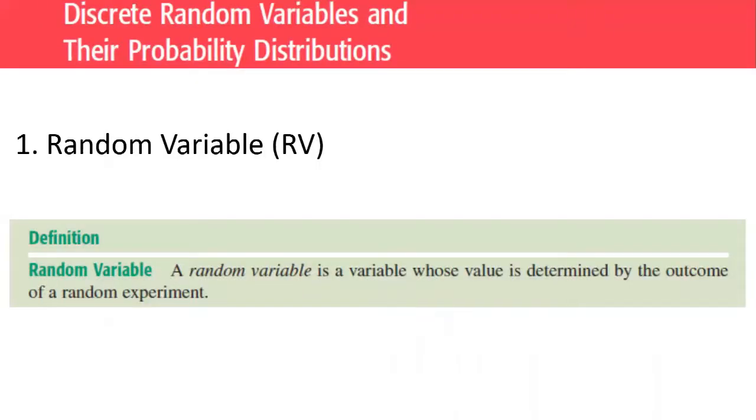Okay, first of all, there are some concepts you need to understand. The first one is called random variable. What is a random variable? A random variable is a variable whose value is determined by the outcome of a random experiment. This is a definition.